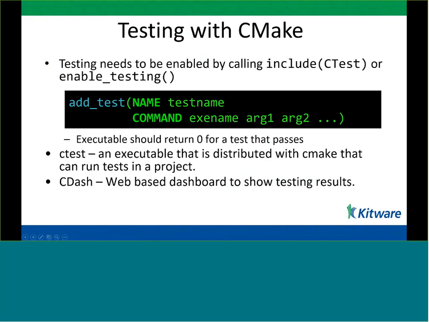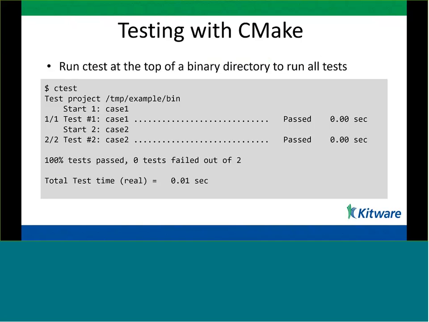Testing with CMake is really easy. Basically, it needs to be enabled by calling include(CTest) or enable_testing. And then you can just call add_test with a name, and then the command that you want it to run. Executables should return zero for a test that passes. You can also set up regular expressions if you don't want to depend on the return value. CTest is an executable that's distributed with CMake that can run the tests in a project. And then I'll talk about CDash a little bit later as well.